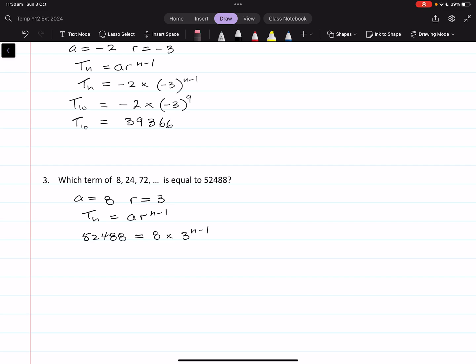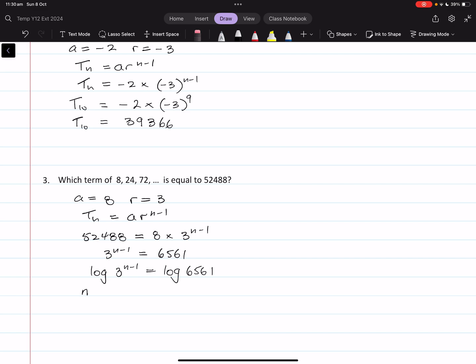So if we divide both sides by 8, we get 3 to the n minus 1 is equal to 6,561. The unknown is in the power, so again we're going to go to logs here. We're going to take the log of both sides, so that becomes log of 3 to the n minus 1 is equal to the log of 6,561.